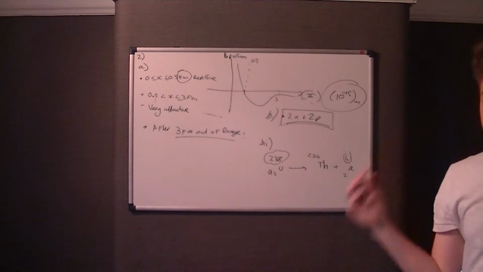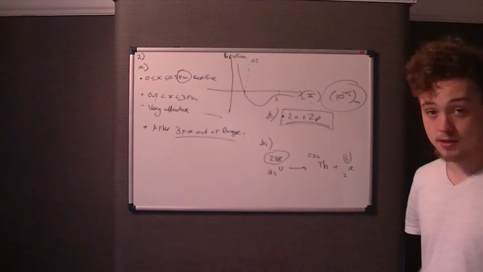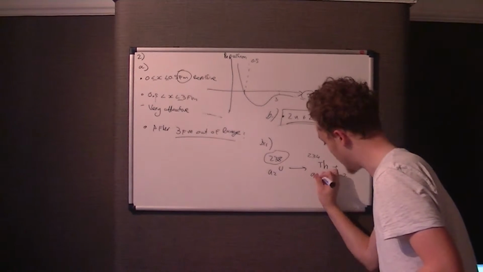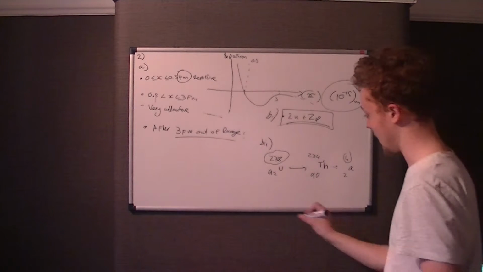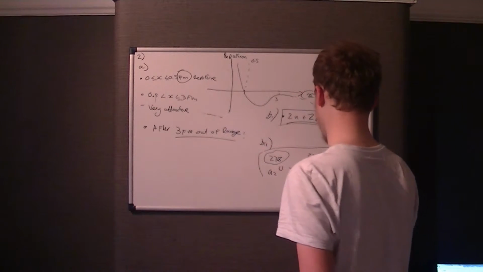Then we need to compare the proton numbers. We've got 92 and then that 2, so thorium must have a proton number of 90, and that is your equation. So it's just a case of working backwards, really.